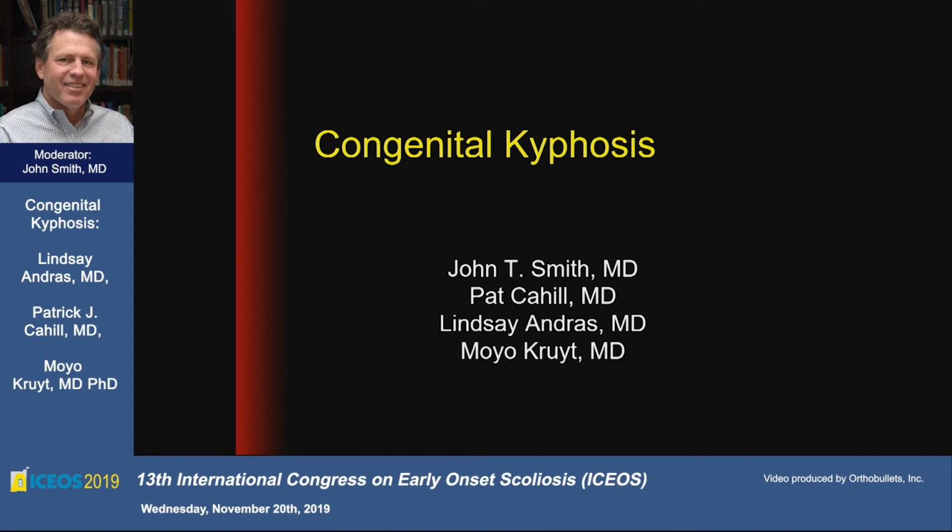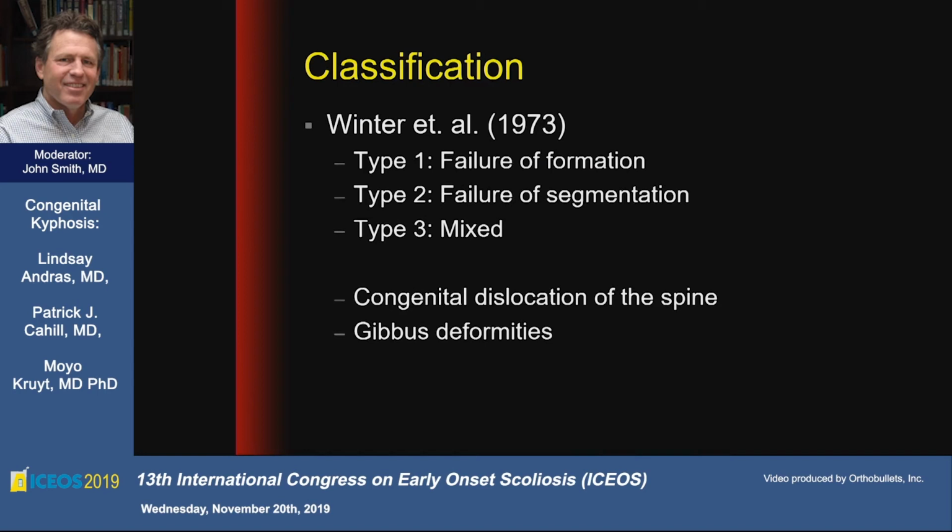Okay, so our next assignment is talking about congenital kyphosis and all the challenges of managing that. We've all based congenital kyphosis on Winter's classification from 1973: failure of formation, failure of segmentation, and most of these actually are mixed if you really look at them. And then there's two other categories, one described by Dubousset, congenital dislocation of the spine, which also can present as a kyphotic deformity, and then gibbous deformities, common in myelomeningocele and other things.